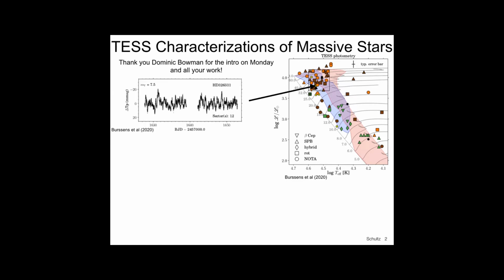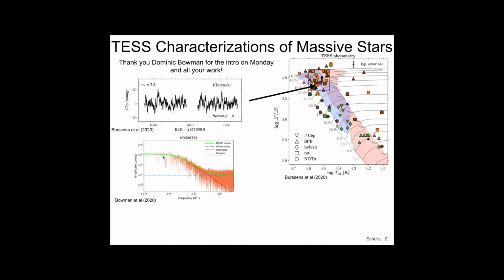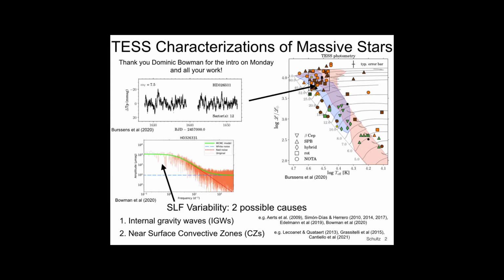And we can look at any of these stars and we see beautiful TESS light curves, which you can then take temporal power spectra of and get really high resolution power spectra. Particularly, you can see the excess high amplitude red noise at low frequencies. This is the characteristic of stochastic low frequency variability.